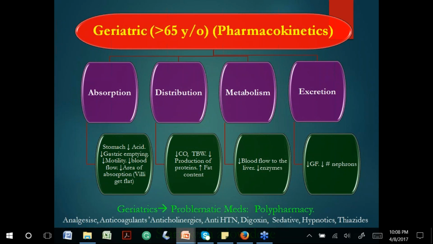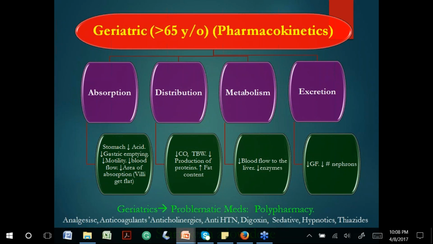Diminished gastric emptying, so that means that they are going to stay longer in the stomach. The motility is low. Diminished blood flow and area of absorption, the villi get flat.